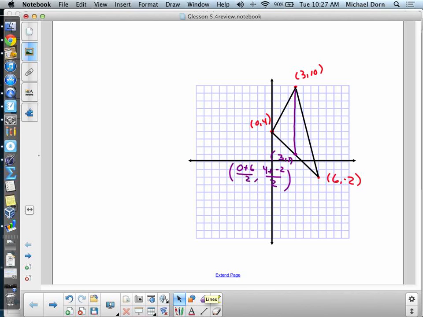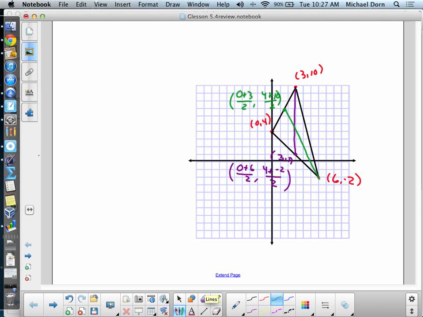Next, I need the midpoint of this side. That would be 0 plus 3 over 2, 4 plus 10 over 2. So it's 1.5, 7. Right there. And again, we connect carefully as we can.